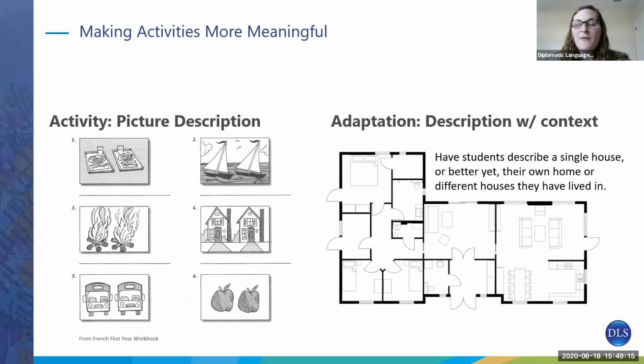Another one I was thinking about for plurals was maybe a recipe description. If you're talking about making a recipe and you need to make a shopping list, I need 2 apples, I need 3 bananas, things like that could be another kind of descriptive activity that would practice that same plural concept.